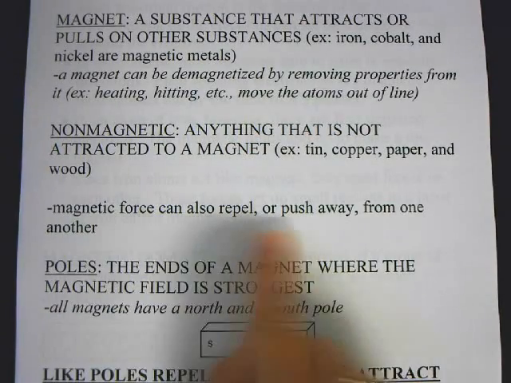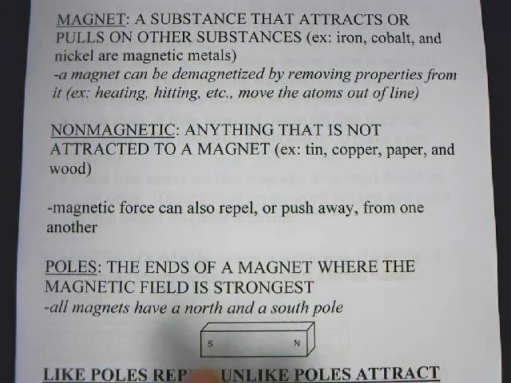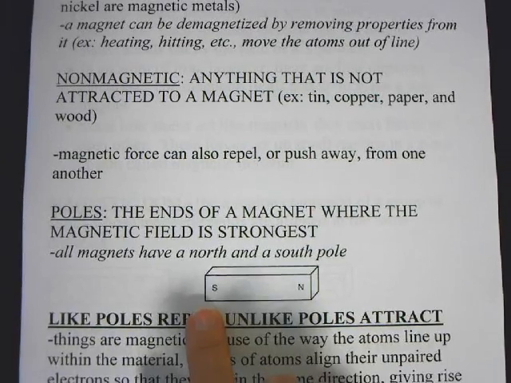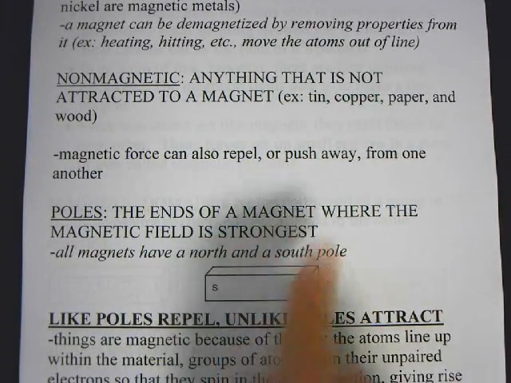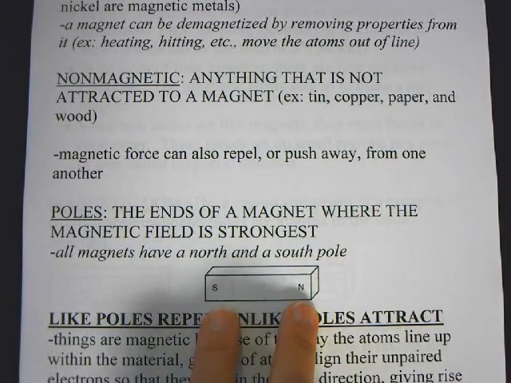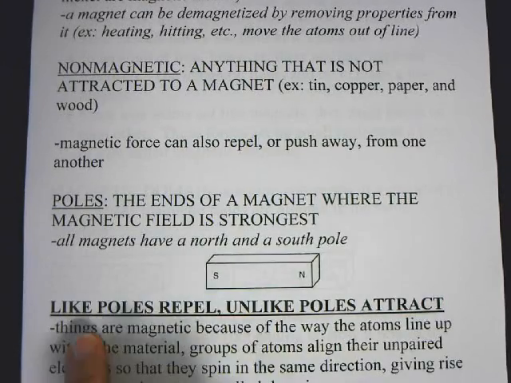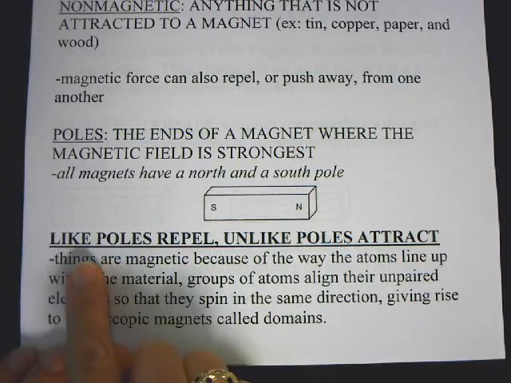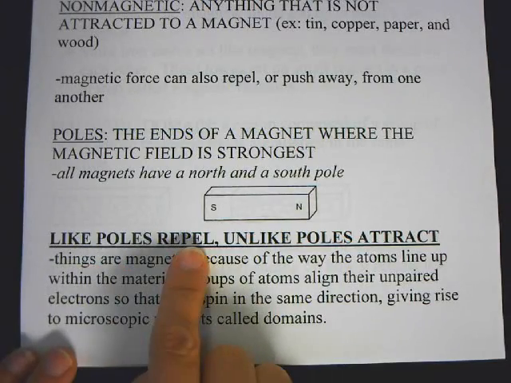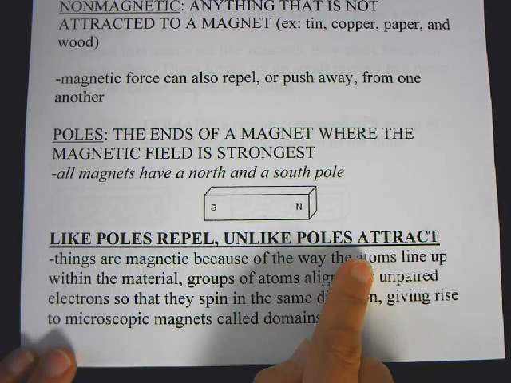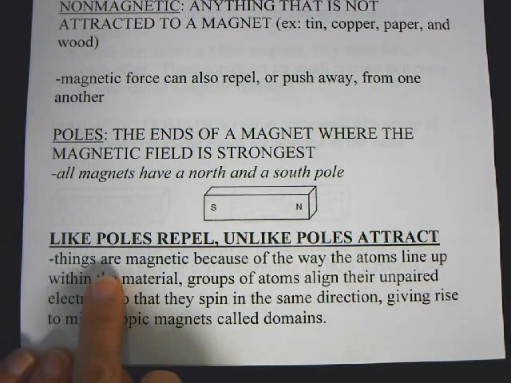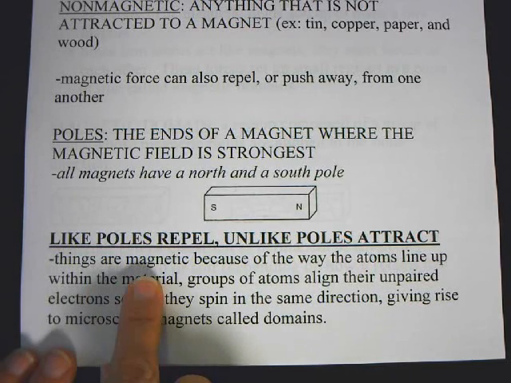So magnetic force can also repel, push away. Every magnet has a pole. So the ends of the magnet, there's a north and a south pole. And this is extremely important to understand the characteristics and properties of magnets. We all learned this in elementary school, that like poles repel one another and unlike poles attract, just like charges. Okay?